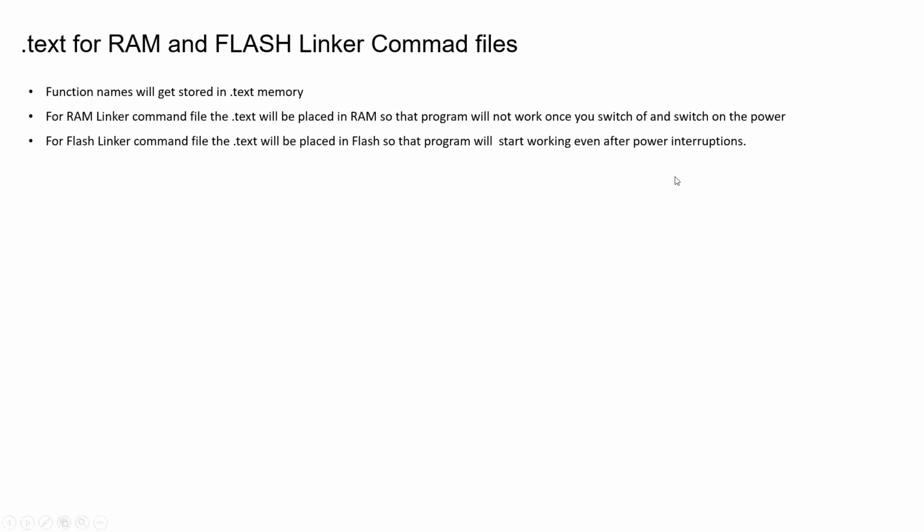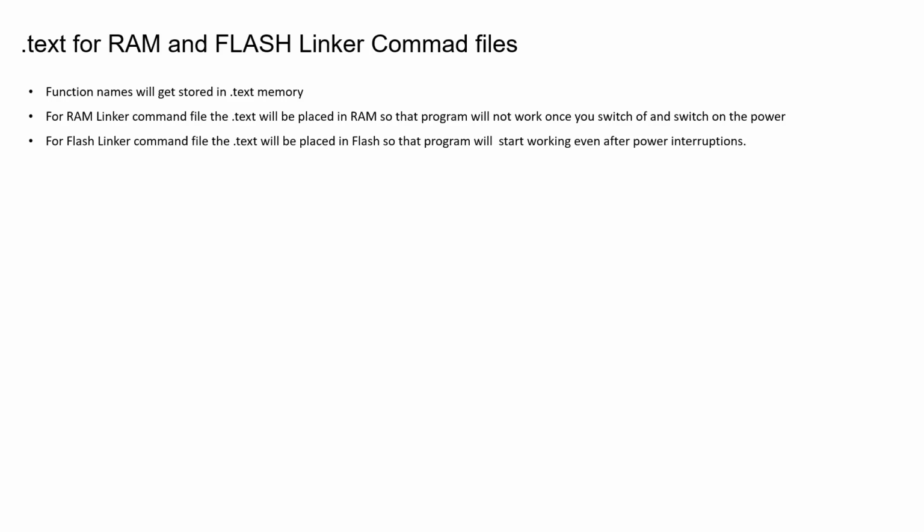So that is the use of the RAM linker command file. But when it comes to the flash linker command file, the .text will be placed in flash so that the program will start working even after power interruptions. If you place the functions in the flash memory, there is no need to flash the code again. Automatically, as per the flow of the program, each and every function will be called and your program will work.